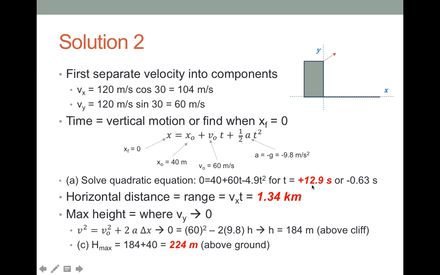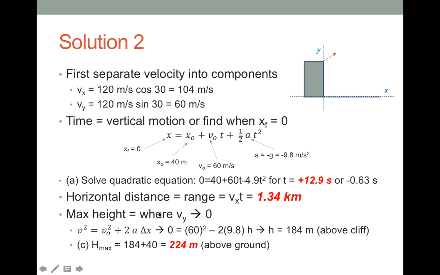Well, our interpretation is, obviously the projectile must land after it was launched, so we're looking for the positive solution. Because t equal to 0 is when it was launched, the negative solution is before it was launched, and the positive is after it was launched. So we want to find the positive solution. And again, the horizontal distance traveled is just the horizontal velocity times the time it's in the air, in this case 1.34 kilometers.